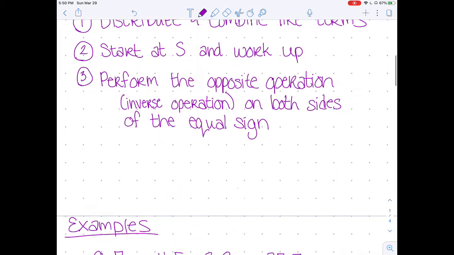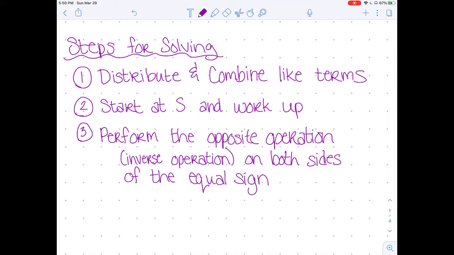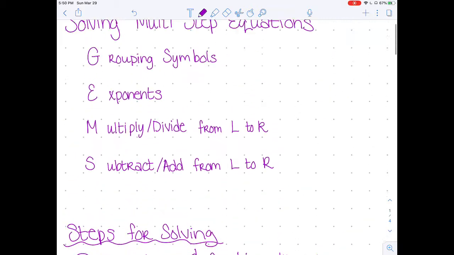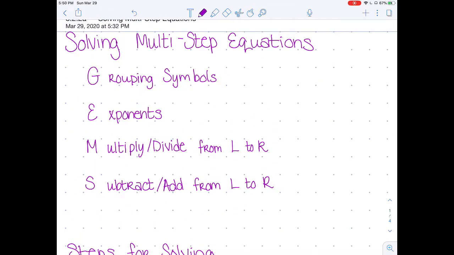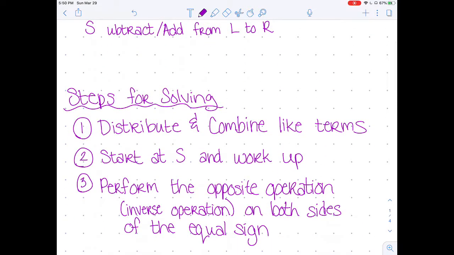So remember, to solve a multi-step equation, or any equation at all, we're going to distribute and combine like terms first. Then we're going to start at S in our order of operations and work up. And as we go, we're going to perform the opposite operation on both sides of the equal sign. So we're just doing the opposite of what the equation wants you to do. And that is how we solve multi-step equations.